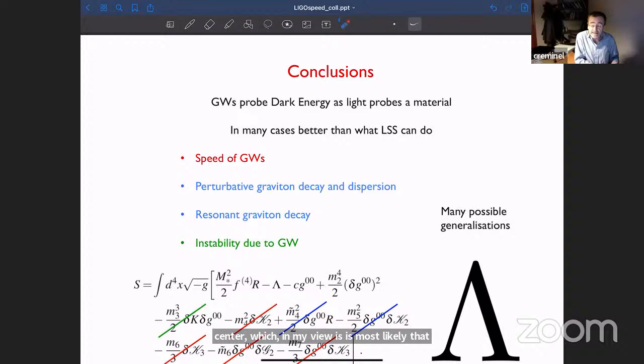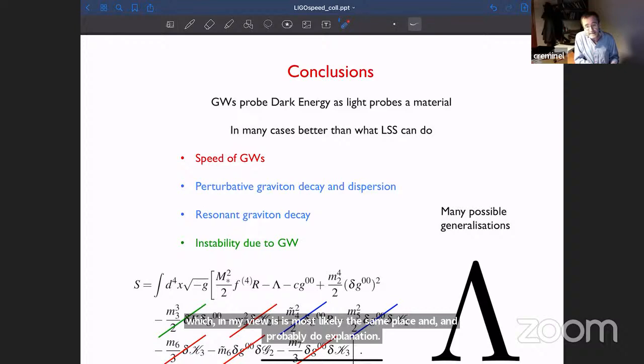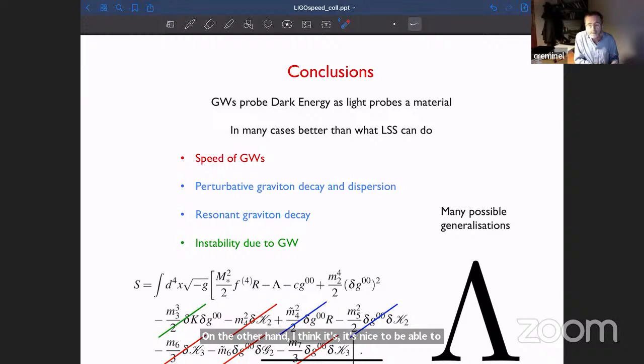On the other hand, I think it's nice to be able to constrain our freedom and rule out many possibilities. And I think that this should be seen as a complementary approach, of course, to the main one. The main one, of course, is to use large-scale structure measurements as Freeman was describing to constrain dark energy. But it's interesting that we also get some information coming from a completely different direction using gravitational waves. And I think I will stop here. Thanks.